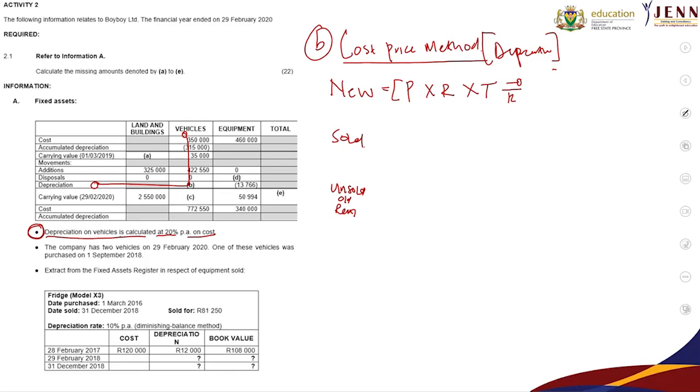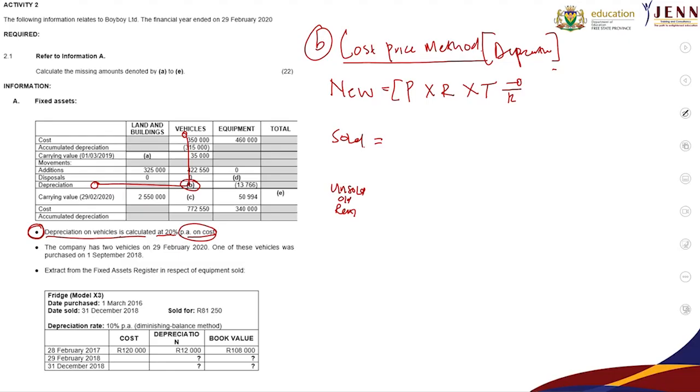Every time they are saying we must calculate the cost price method, you must always remember that you are going to have new, sold, and unsold, which is the remaining. I've said cost price multiply by rate multiply by time, and we count going outside. I did not look at the question yet. The question says I must calculate depreciation using the cost. I'm just writing my formulas down for new, sold, and unsold.